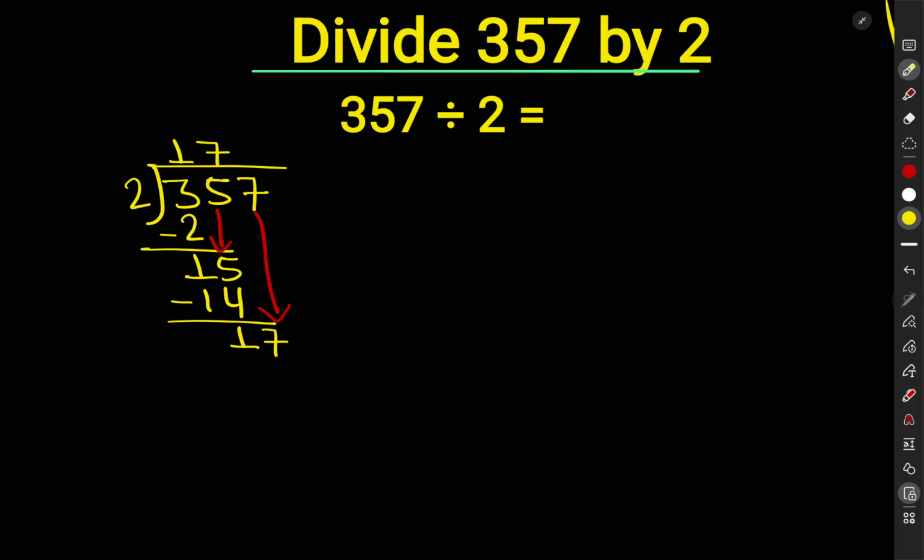So now it is 17 and 2 times 8 means 16. On subtracting we get 1. So again this 1 is less than 2 and there is no other number beside. So we put here a decimal so that we take 0. So now it is 10 and 2 times 5 means 10. On subtracting we get 0.